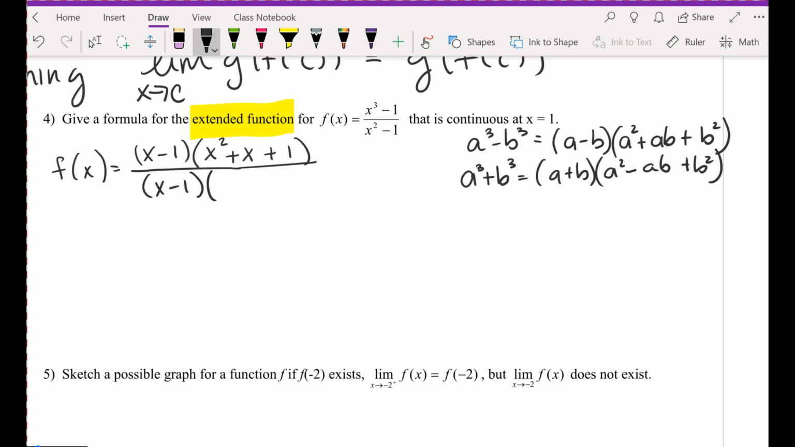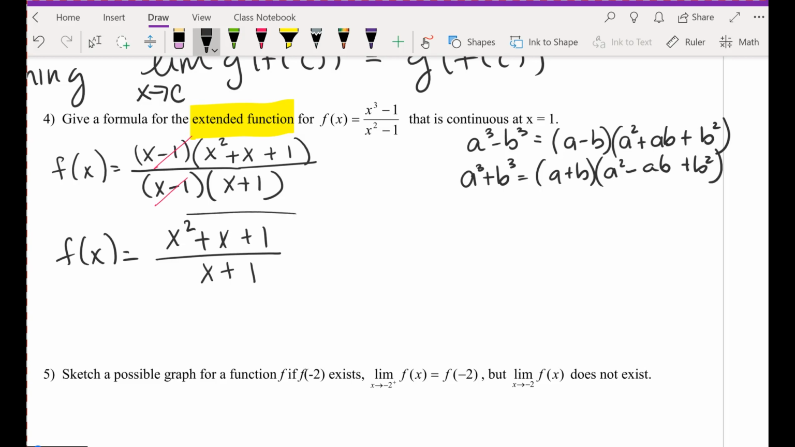What's the other factor for the denominator? Go ahead. Can I reduce? Yes. So let's reduce. So now we have x squared plus x plus 1 over x plus 1. Okay. Now look at it. What happens if I plug 1 in now? Is it okay? Yeah, I'm good. So that is a new function that's going to be continuous at 1. So it looks scary, but it isn't. Okay.